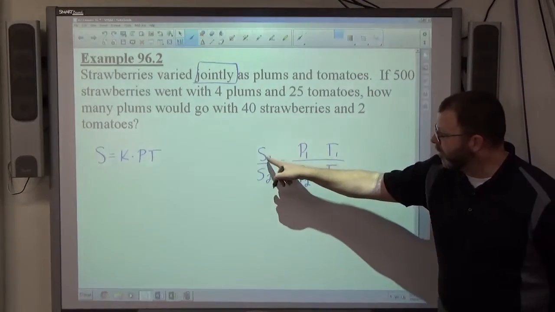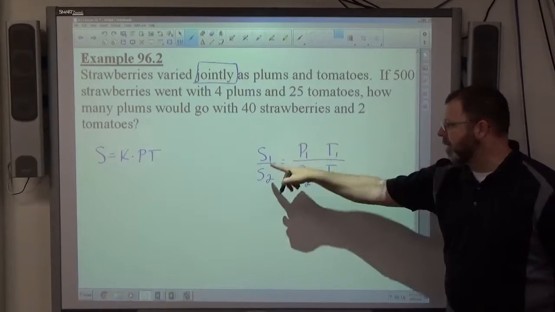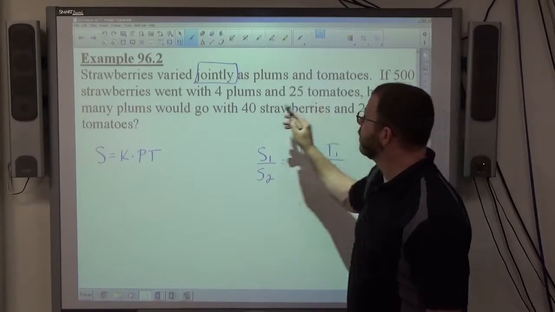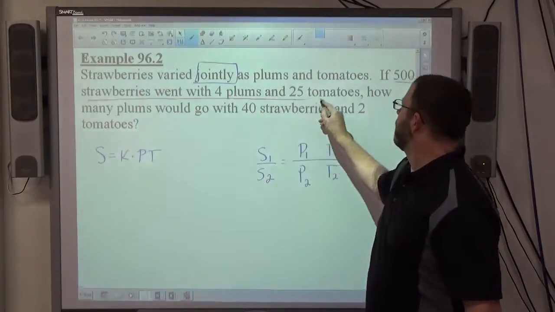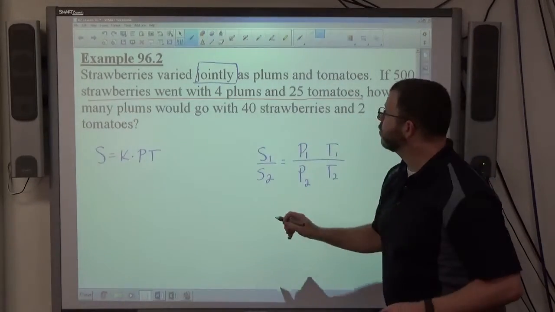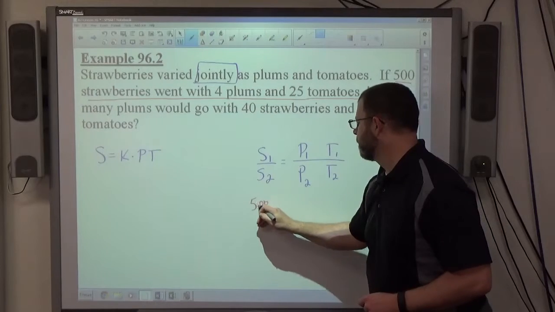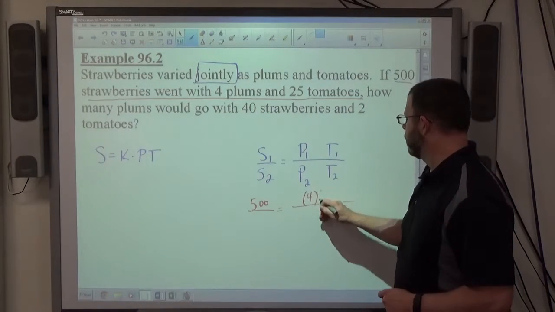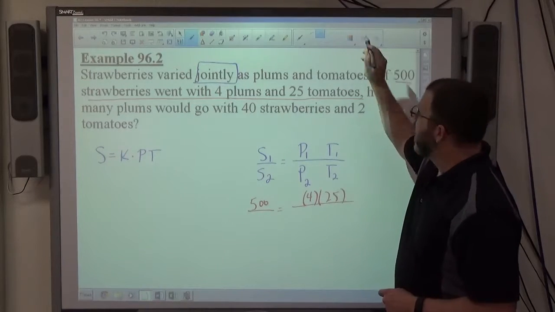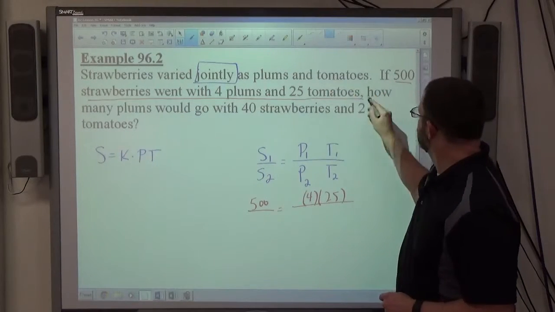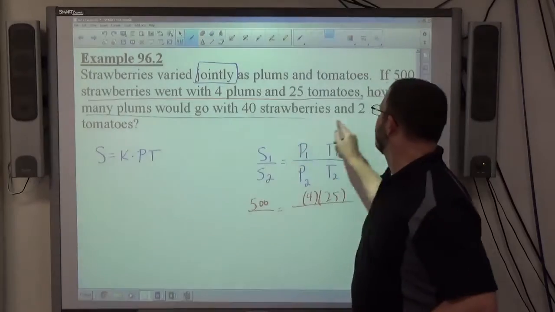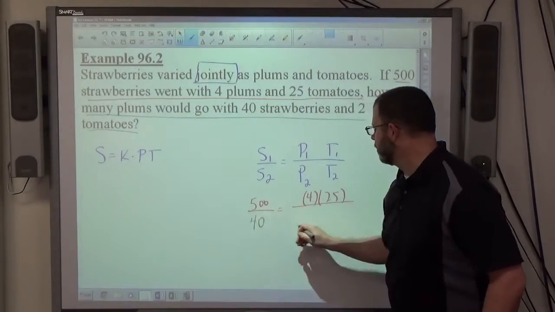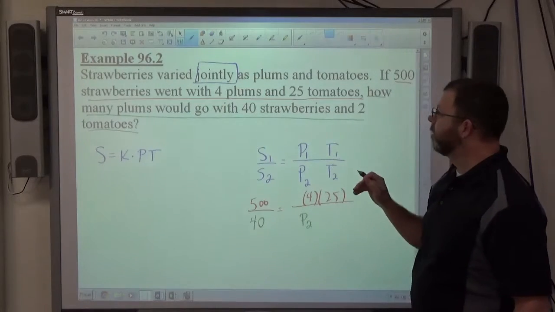So the initial number of strawberries, plums, and tomatoes on top, finals on bottom. And we can see here that 500 strawberries went with 4 plums and 25 tomatoes. Those are all the top numbers. So 500 on top, and 4 plums and 25 tomatoes. How many plums would go with 40 strawberries and 2 tomatoes? So 40 strawberries is the final strawberries, final plums we don't know, final tomatoes is 2.